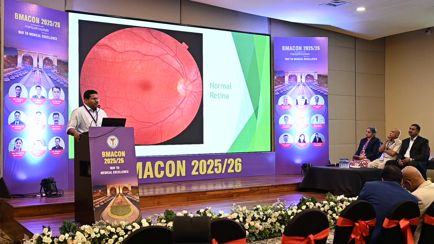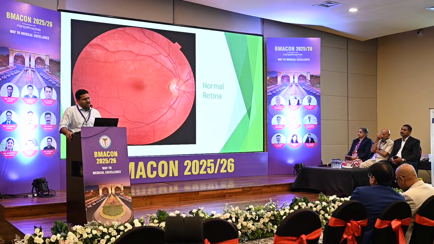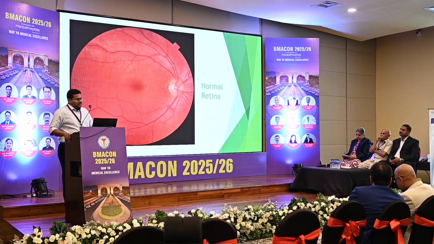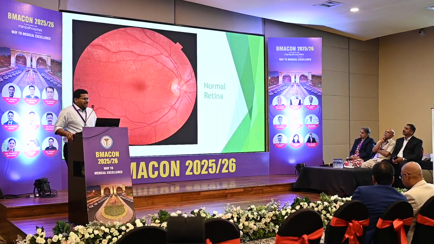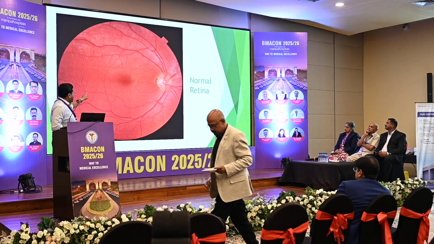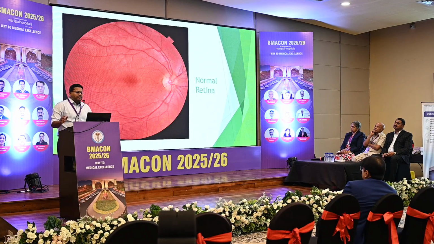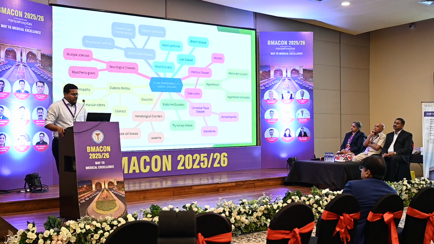Also, to know what abnormalities are coming up, we need to know the normal first. So this is how a normal retina looks. You can see the optic disc there, the blood vessels which are coming, and the center portion, which is the dark portion here, that is the macula. That is where the light actually falls and you actually sense images.